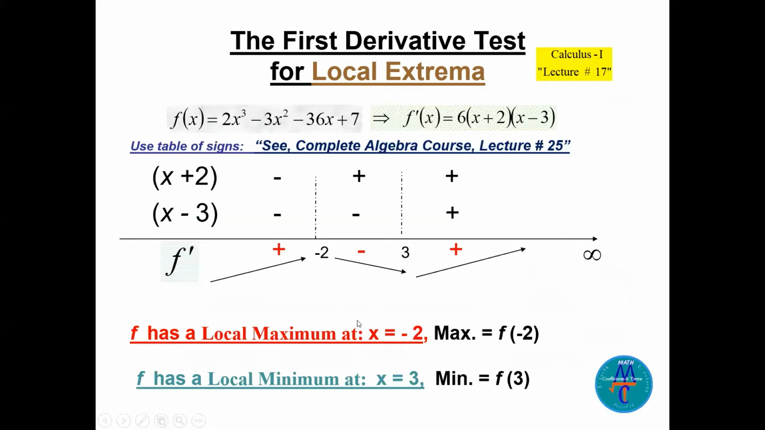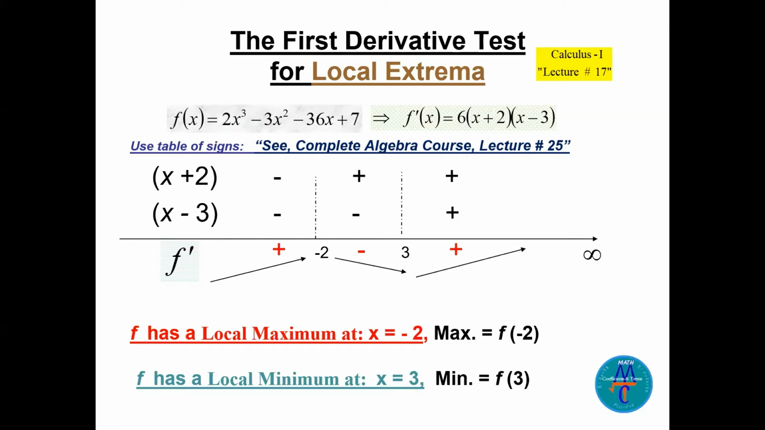This is one quick example from lecture 17 also. Function f of x, 2x cubed minus 3x squared minus 36x plus 7. If we find the derivative and we factor the derivative, it will be 6 times x plus 2 times x minus 3. So this is an application on the first derivative test. We do table of signs. Table of signs you can see in the complete algebra course, lecture number 25, how we do these tables.